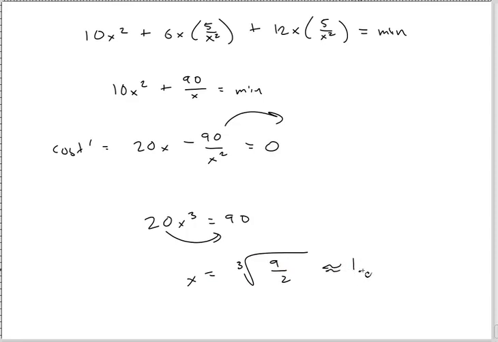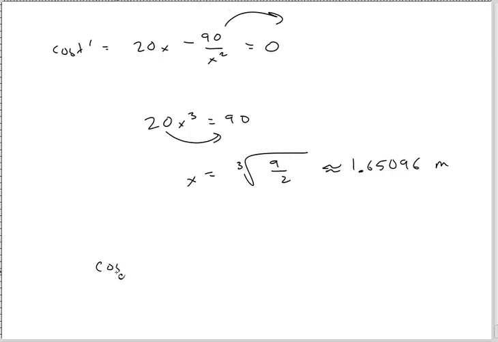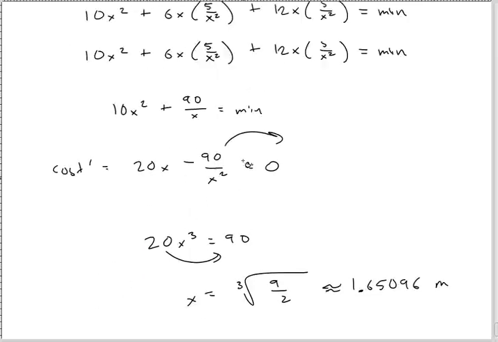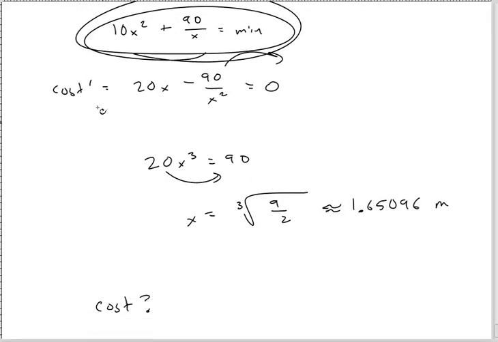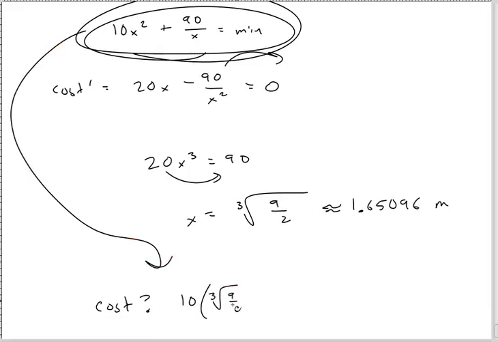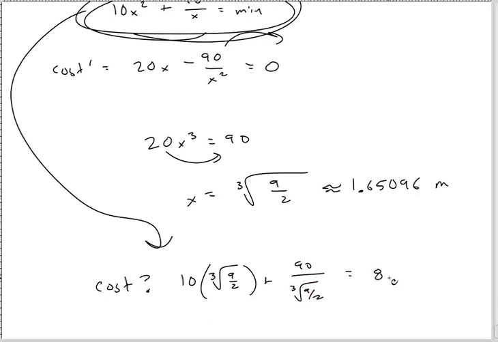about equal to 1.65096, and that was a length. That's like meters and stuff like that. Well, remember they want the actual cost in the end. And so if you go back to, let's do that one. That's a good one because it's already in terms of x. So I've got 10 times the cube root of 9 halves plus 90 over the cube root of 9 halves. And so what is this equal to? It ends up being $81.77, and that's my minimum cost.